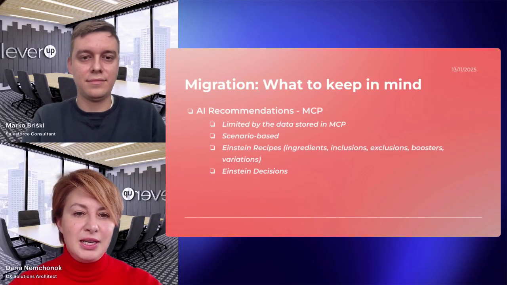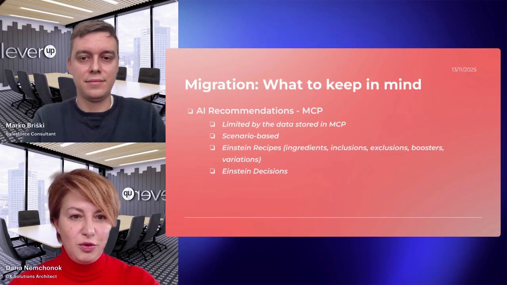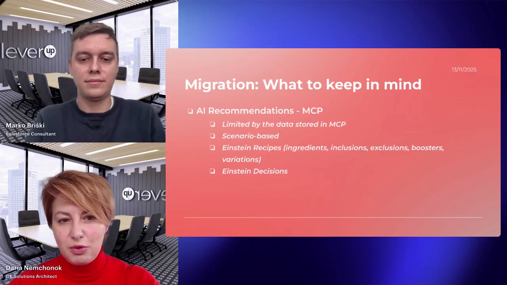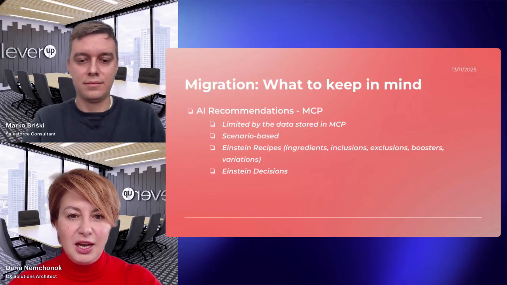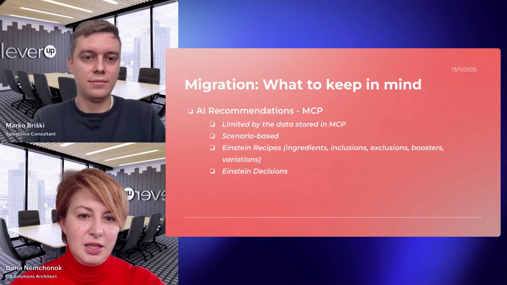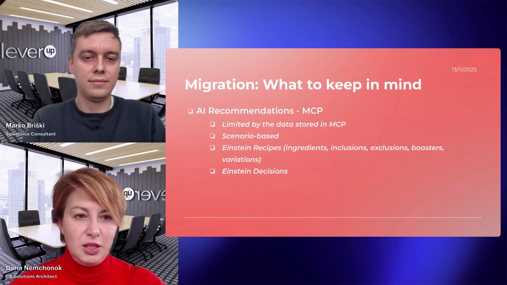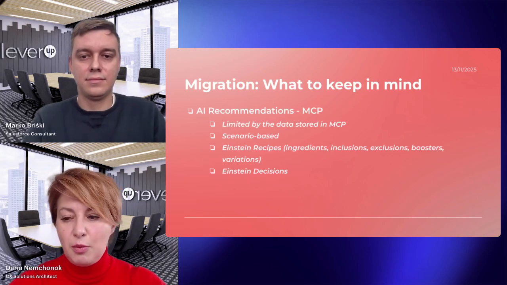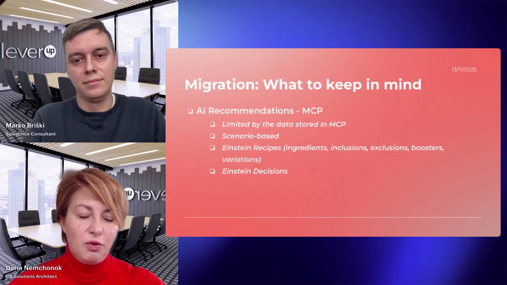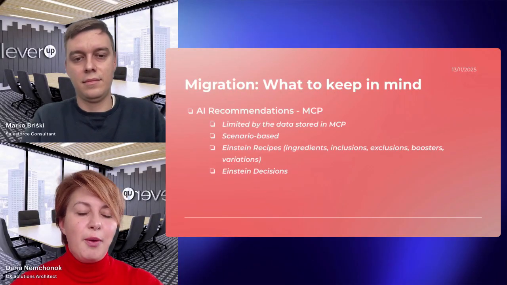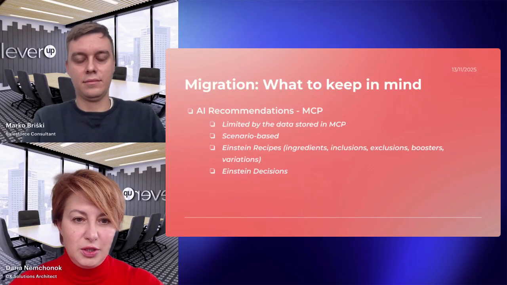Now there is a part that maybe some of you are waiting for. At least we were getting those questions. AI functionality, and we all remember Einstein recipes and Einstein decisions in MCP, and some of you are using this quite extensively. So what's with this, and what happens when you move to Salesforce personalization?